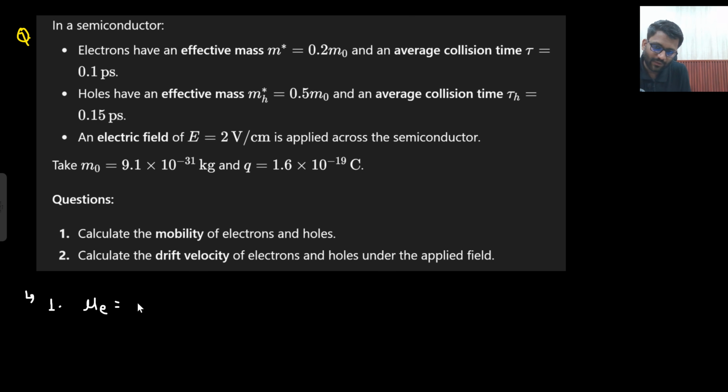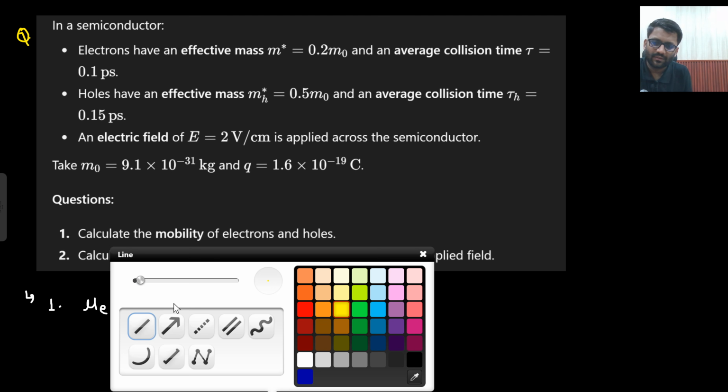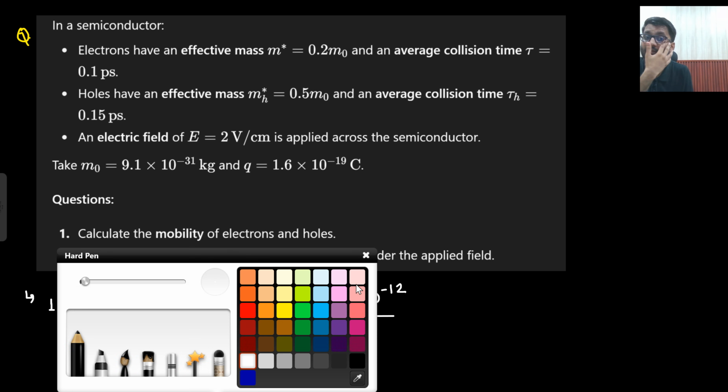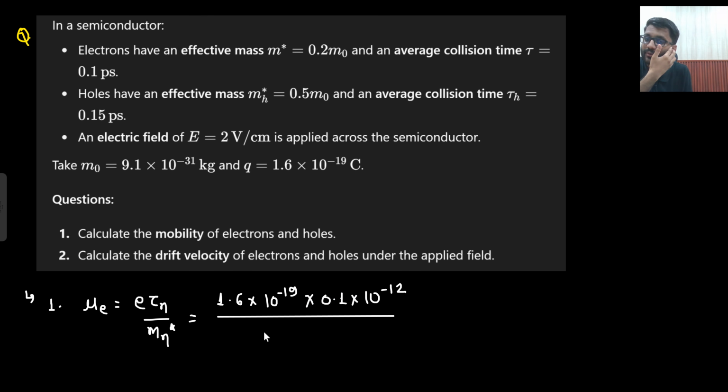So mobility of electron, what will that be? q tau by m n star. 1.6 into 10 to the power minus 19, into average collision time for electron, 0.1 into 10 to the power minus 12, by m n star. Effective mass is 0.2 m naught. What is the value of m naught? 9.1 into 10 to the power minus 31.